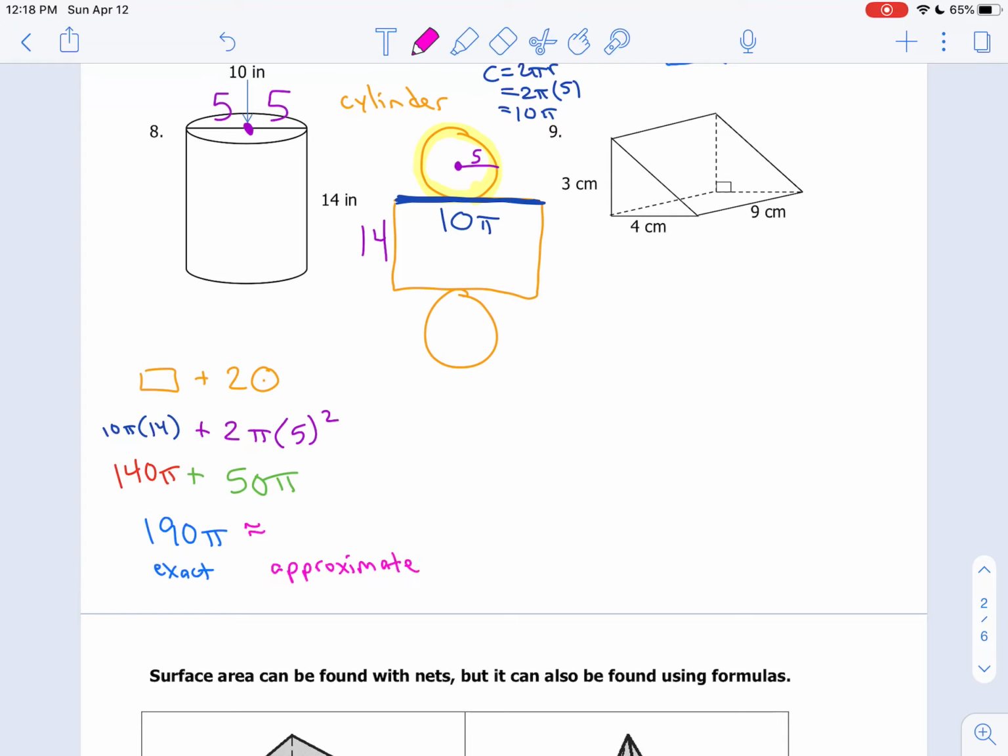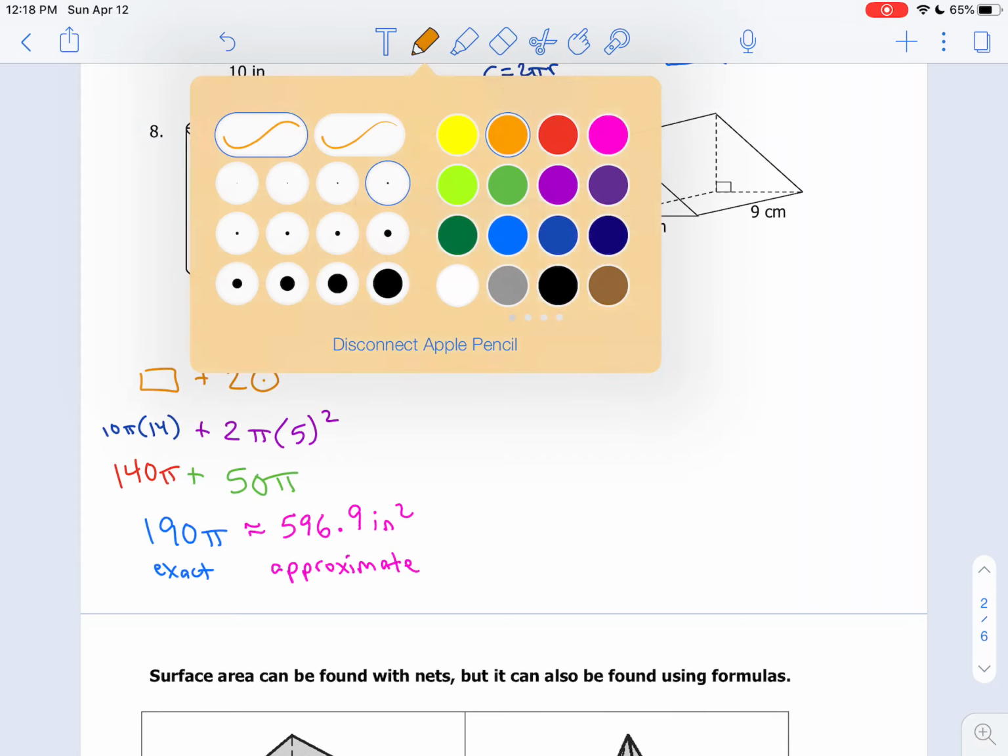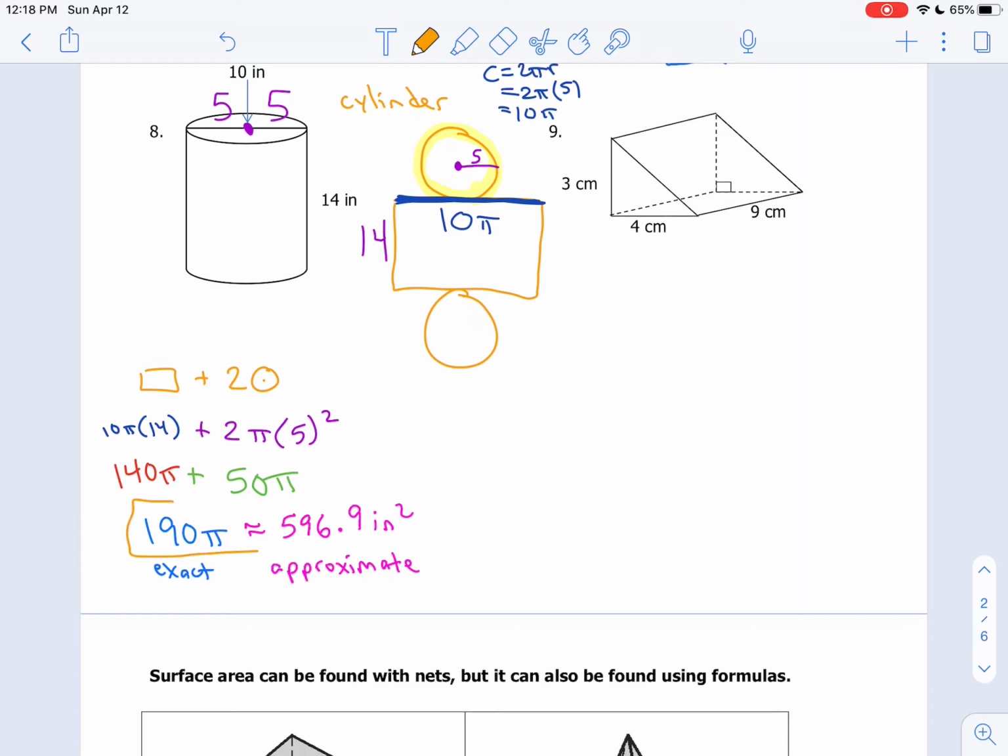Approximate means we rounded, and then you can say, oh, well, it's 596.9 inches squared. So both answers are awesome. Sometimes if it's multiple choice, I will leave it as the exact answer, but if you're writing an answer for me, you can do that. Either one is fine. Either one's good.